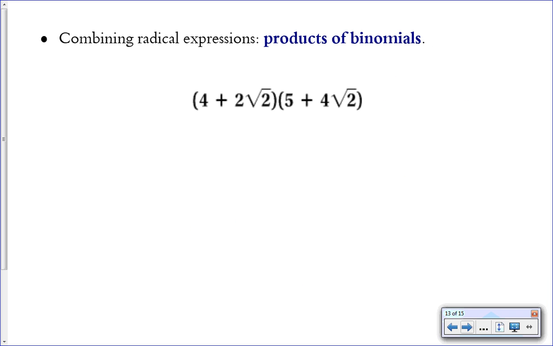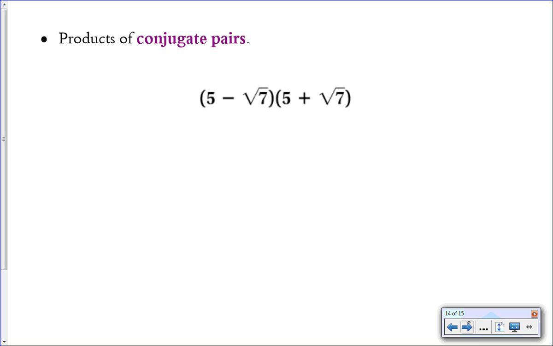Products of binomials when you have radicals in them. It's going to be a binomial times a binomial, so expansion or FOIL, if that's what you like to call it. So we'll do first, outer, inner, last. In the interest of time, I'm going to skip this example, but it is going to be useful to see it done when it's a conjugate pair. So a conjugate pair is specifically binomials that are almost identical, but one's plus and one's minus as the sign in the middle.